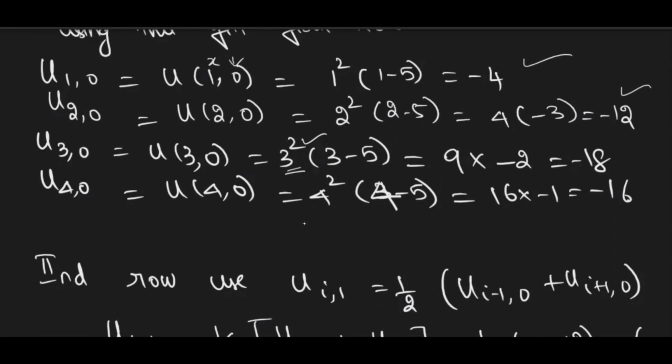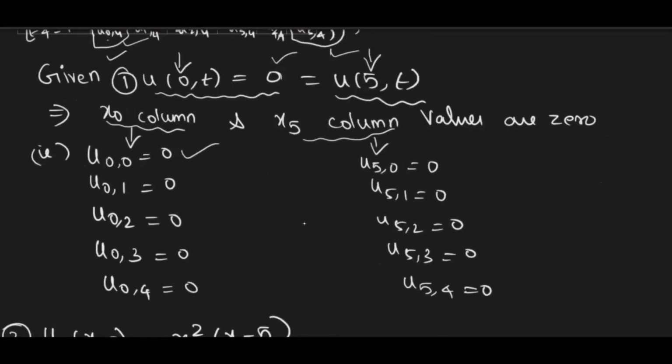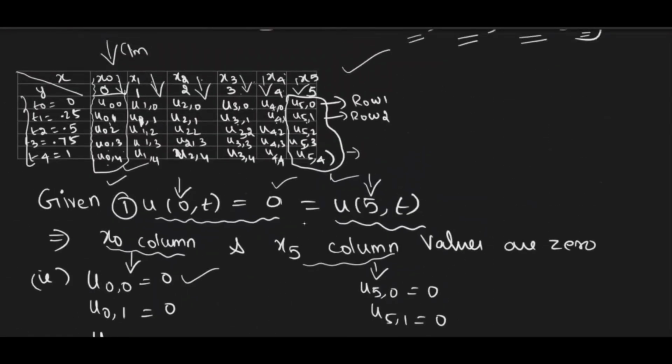And then u of 4 comma 0 is 4 square into 4 minus 5, that's nothing but minus 16. So if you see here in the diagram, these values we got: u of 1 0 we got, 2 0 we got, 3 0 we got, 4 0. So the entire first row is done. Okay, so first column, last column, and now the leftover values in the first row are also over.